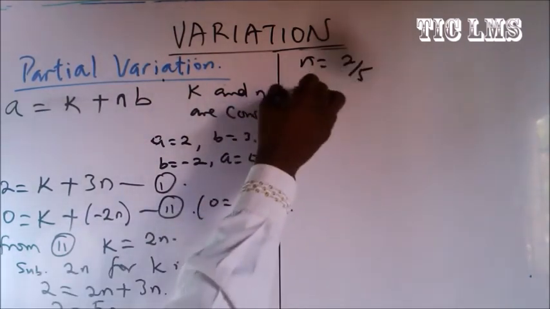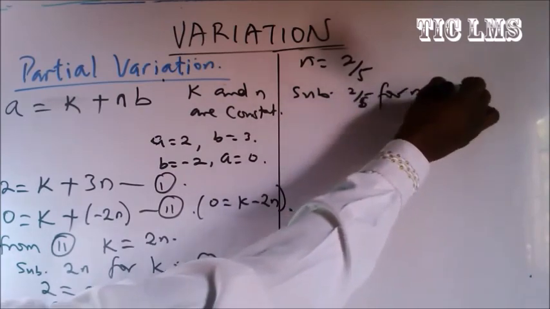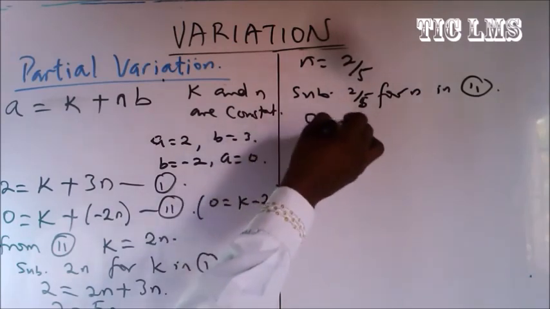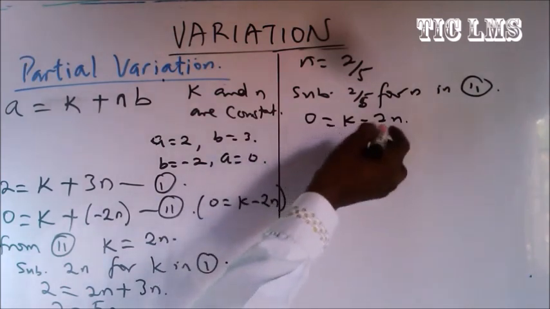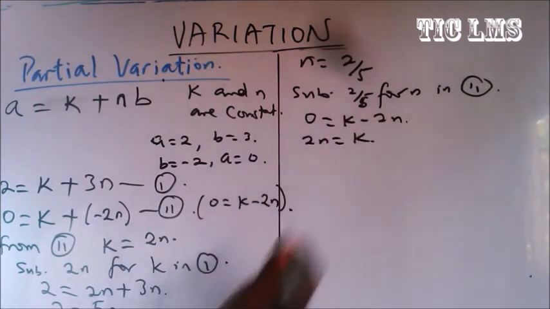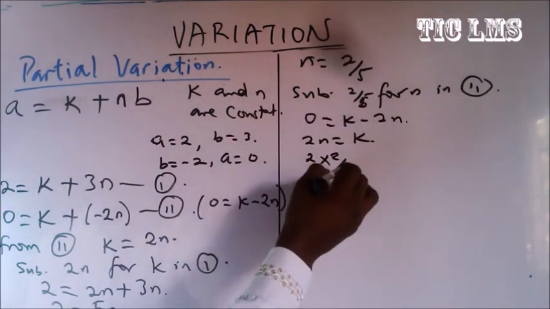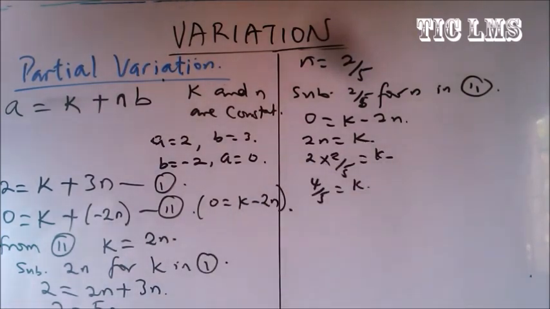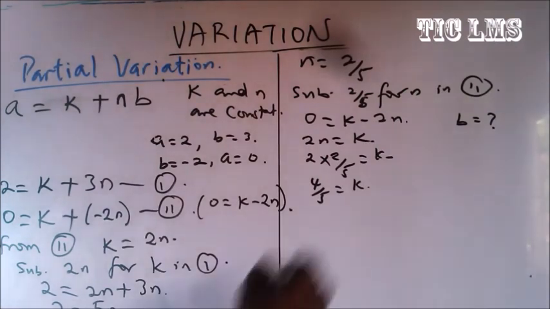Then we'll substitute 2 over 5 for N in equation 2. So let's take this as our equation 2, where we have 0 equal to K minus 2N. Alright? So bring this over here, that's 2N equal to K. And so we have 2 multiplied by N, which is 2 over 5, equals K. So that's 4 over 5 is the value of K. Now we are to find the value of B. So we are looking for B when A equal to minus 2.